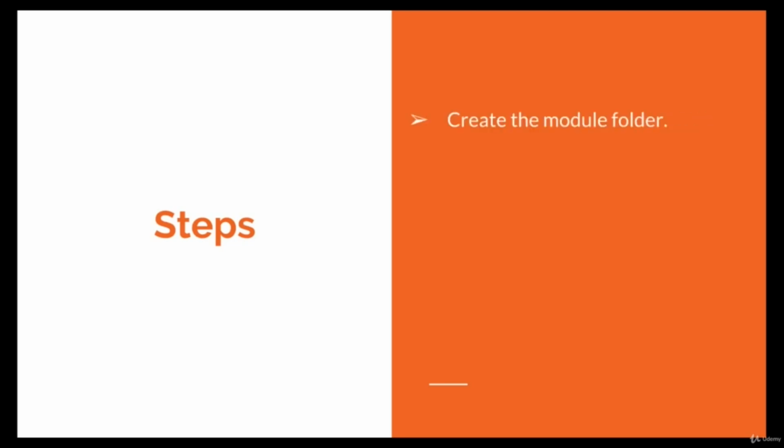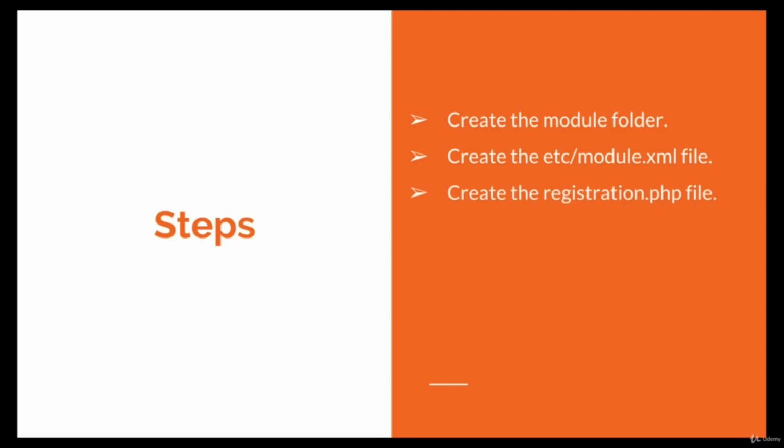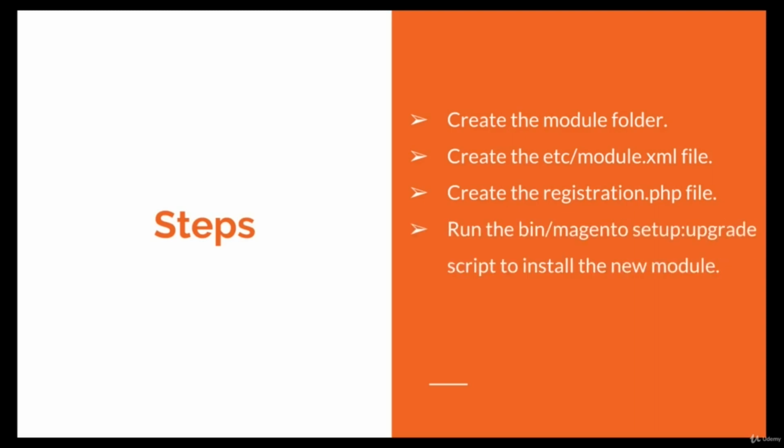First of all, we will create a module folder. After that, we will create a module.xml file that will hold key information for our module. Then we will create a registration.php file that will register our module in Magento. Then we will install our module using the setup upgrade command, and then we will check if our module is perfectly installed or not. Now I'll go to my terminal and on my Magento root.